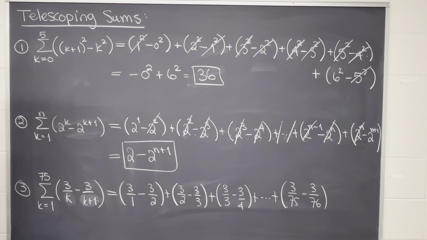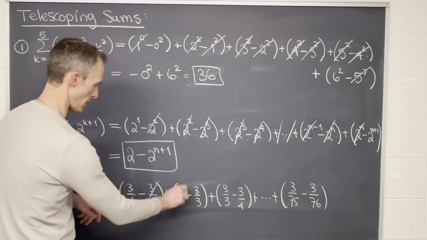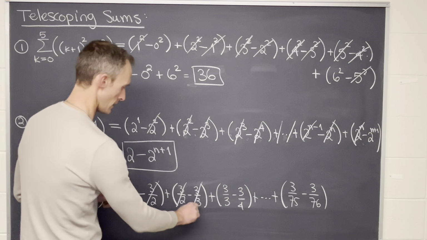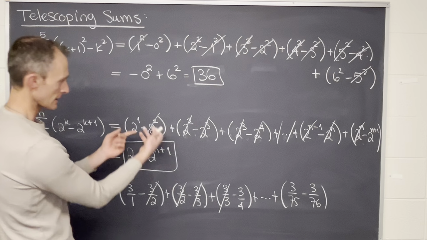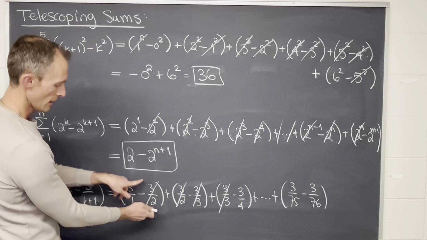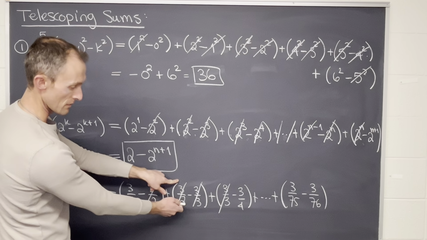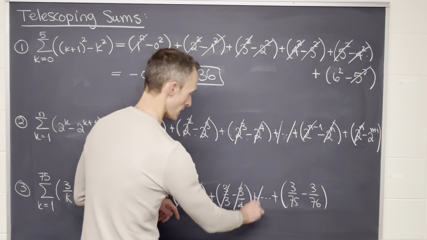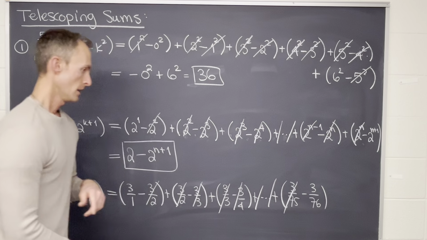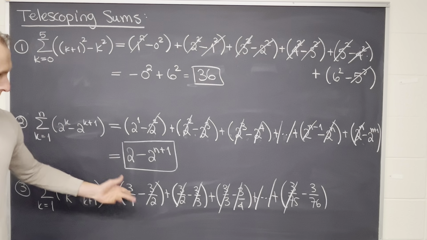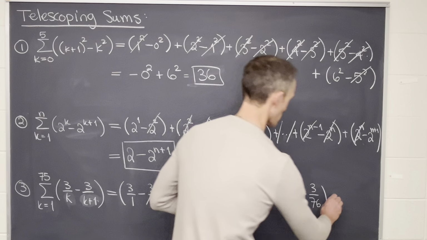And I step back and I look at my terms and see what cancels. So let's see. I see a minus 3 over 2 cancels positive 3 over 2. Minus 3 over 3 cancels positive 3 over 3. And again, it's the same cancellation property we had here. The minus term on the left cancels the positive term on the right. So that's going to cancel that. That'll cancel that. And I'm left with 3 over 1, which is just 3, minus 3 over 76.